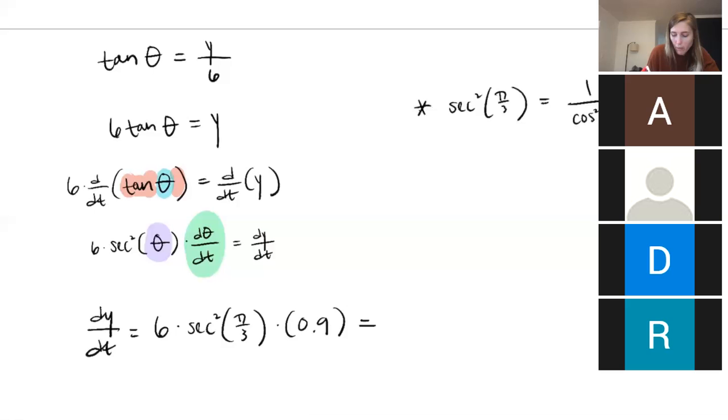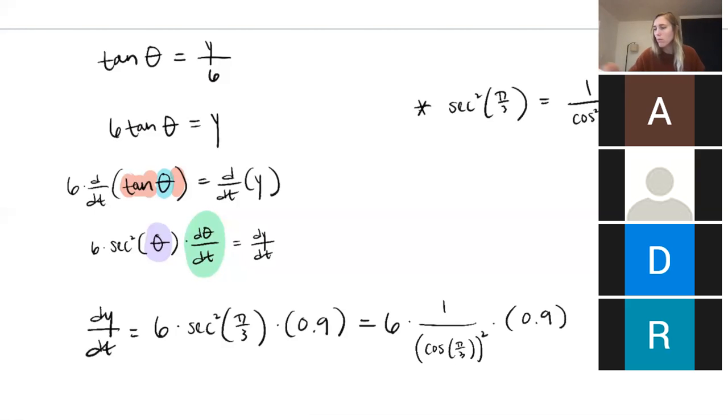So if you wanted to rewrite this so that you could just type everything into your calculator, you could rewrite this as 6 times 1 over cosine of pi over 3, squared, written like that, because that's how you would have to type it into your calculator. So what is that? 21.6.